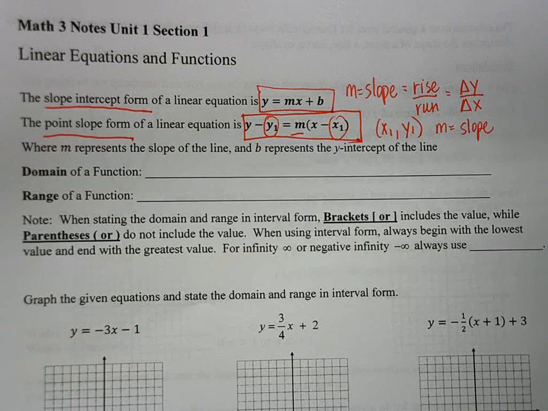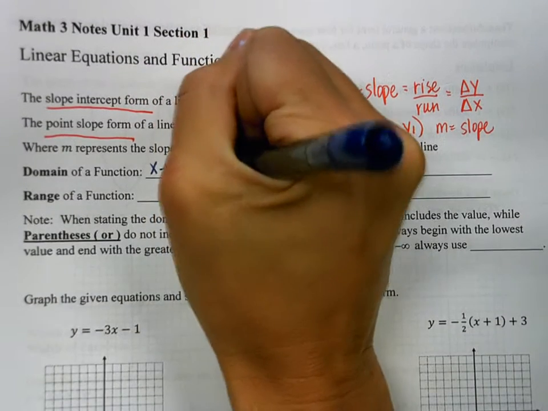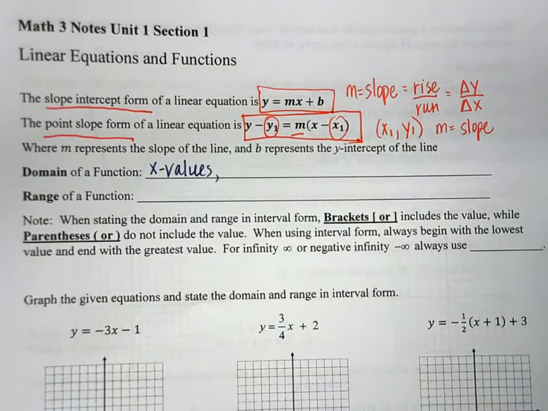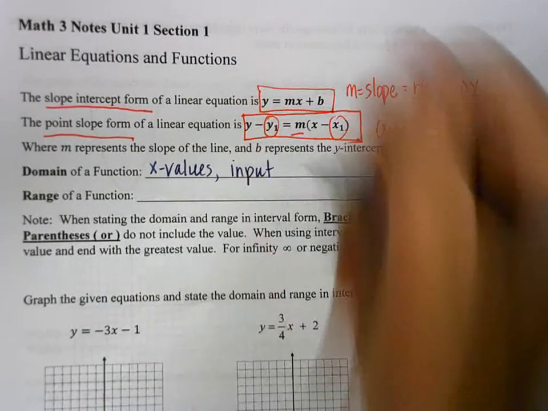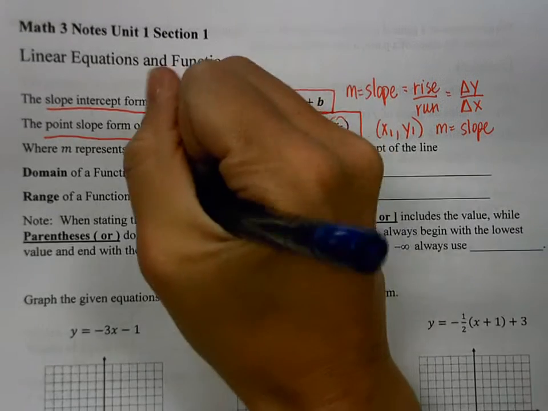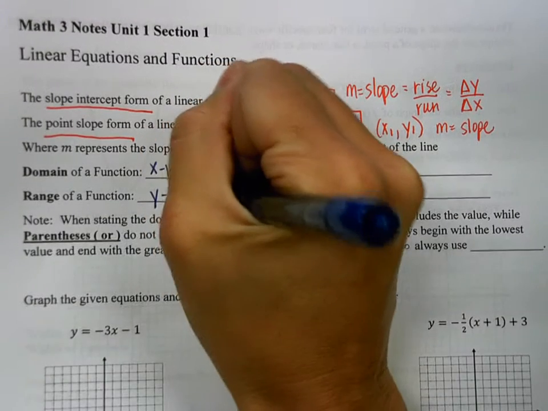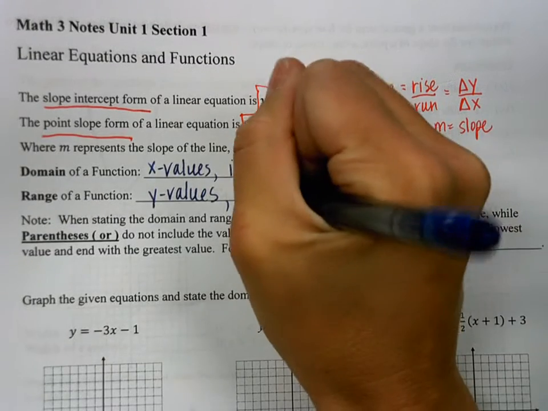Does anybody remember what domain means? Good. Domain is your x values. Also, we will refer to it as your input. Meaning like you're putting in a number, and that number that you put in is your domain. Your range is your, very good, y values. Also known as the output. You guys are amazing.